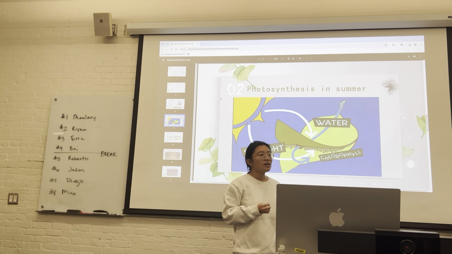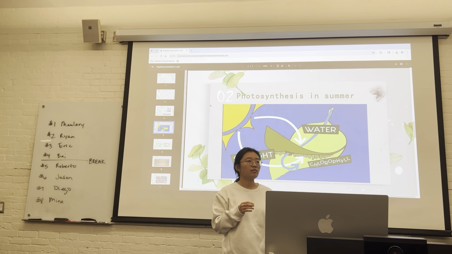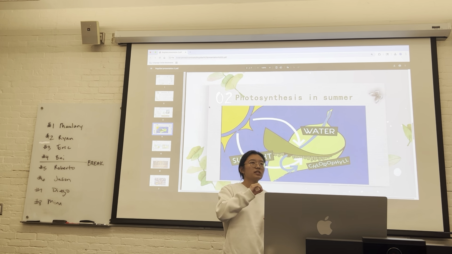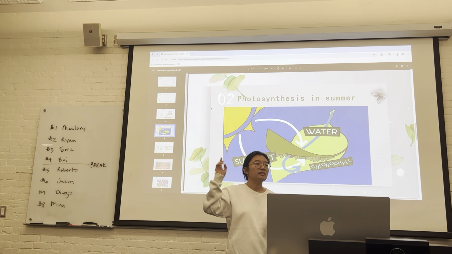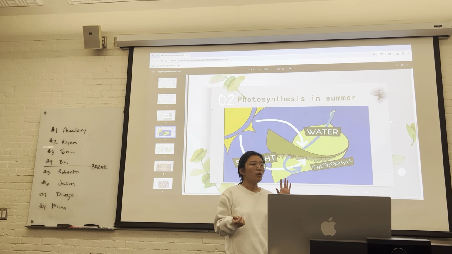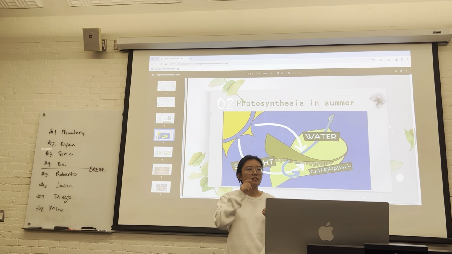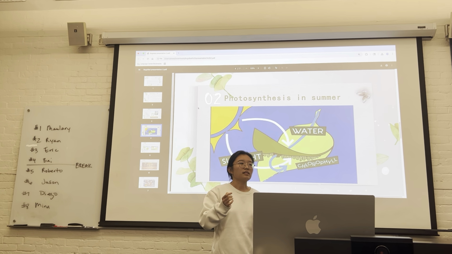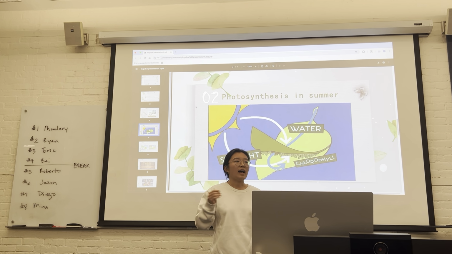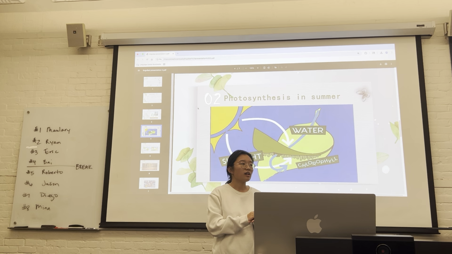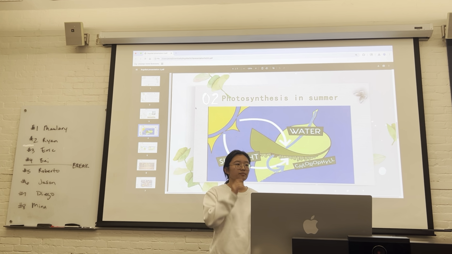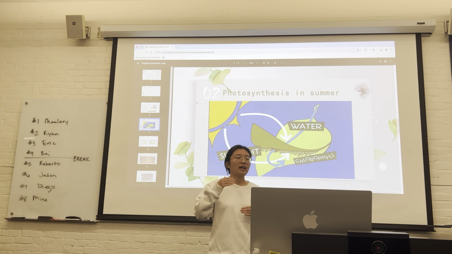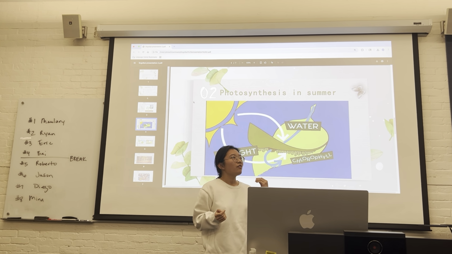And in summer, the chlorophyll also has a special job to do. It can capture the energy from the sunlight and then make some sugars, which means that it will take in some water from the soil and carbon dioxide from the air, and then produce some sugar as well as oxygen. So, which means the green leaves can perform photosynthesis.